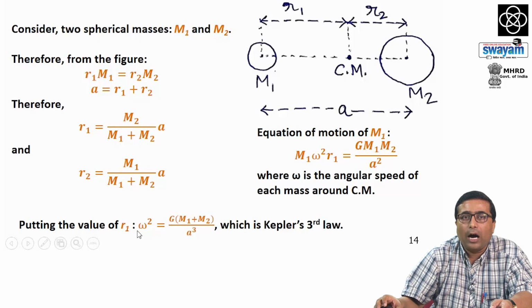Putting the value of r1, we get omega square equal to G into m1 plus m2 divided by a cube, which is the well known Kepler's third law.